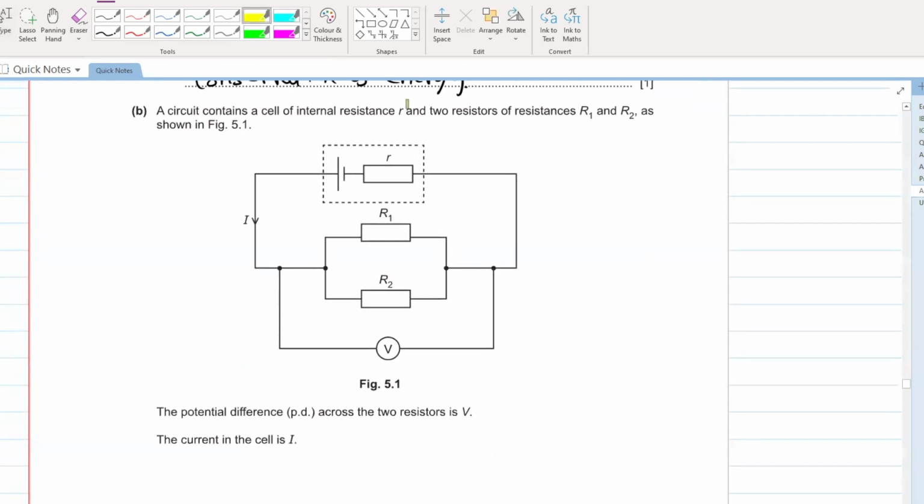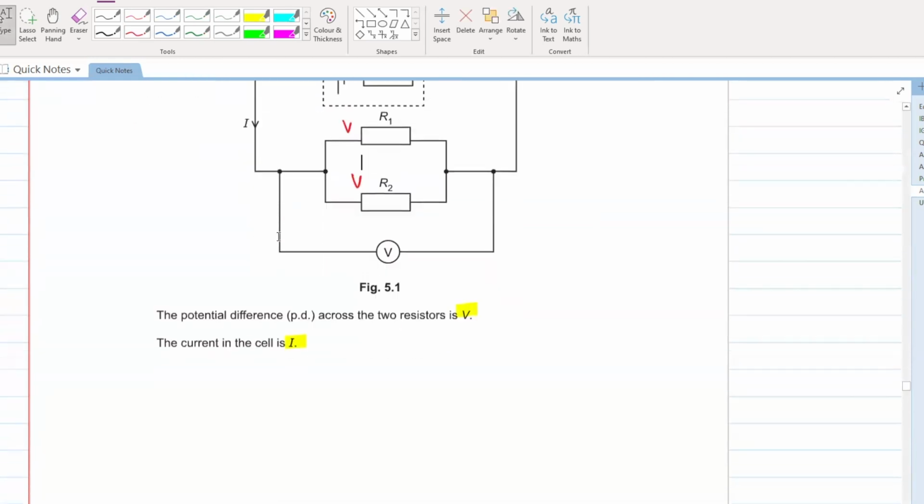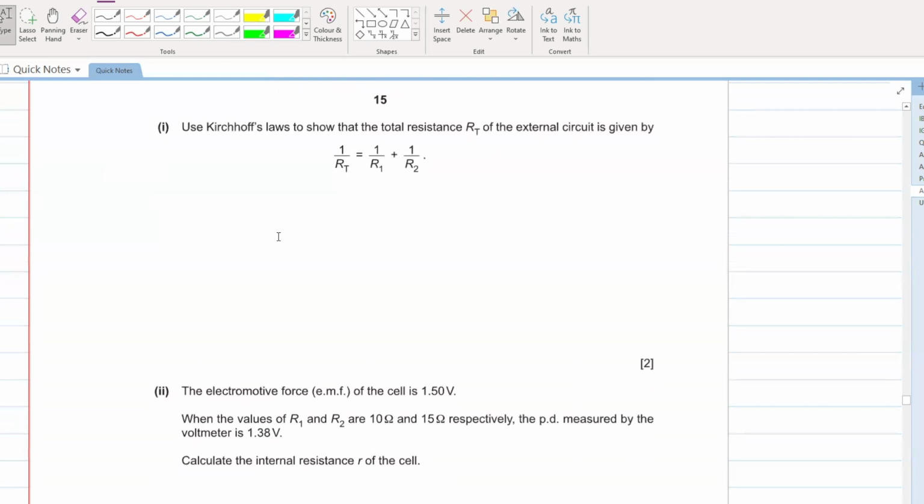A circuit contains a cell of internal resistance r and two resistors of resistance R1 and R2 as shown. The potential difference across the two resistors is V. The current in the cell is I. So you can say this is V, this is V. The current in the circuit is I. Use Kirchhoff's law to show that the total resistance of the external circuit is given by this. You have to show using Kirchhoff's law that the total resistance of the circuit is given by this formula.